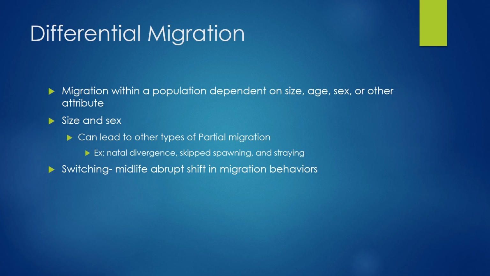Differential migration. This is what we're going to be focusing on today. So basically, it's migration that is dependent on size, age, sex, and other attributes. Size and sex can lead to other types of partial migration, such as natal divergence, skipped spawning, and straying. Switching is a midlife abrupt change in migratory behavior.